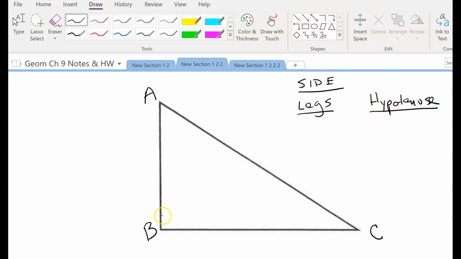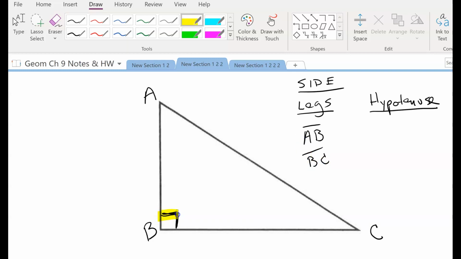So in a right triangle, we're going to have a right angle here in the corner. There's our right angle. And then the two sides of the triangle that make that right angle are going to be called the legs. So in this case, we have AB and we have BC.